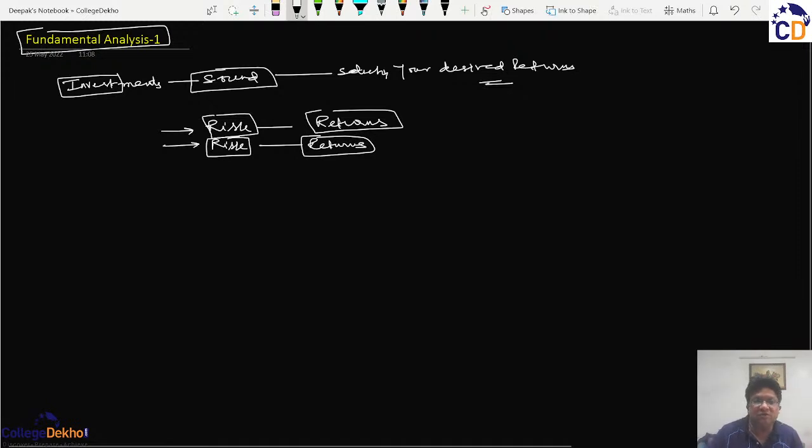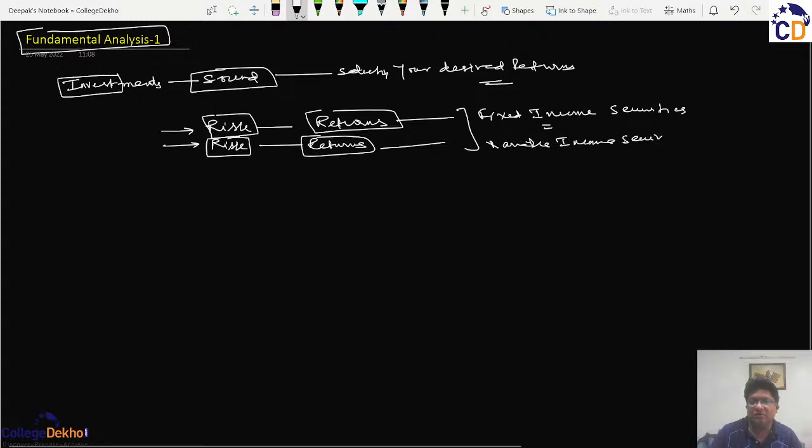But our point of view is that when we talk of return, they can either be fixed income securities, where the security assures you of a fixed income in the form of interest. Such fixed income securities are primarily bonds or debentures. And there are variable income securities where you are ready to take more risk because you expect the returns to be on a higher side. These variable income securities are formally known as equity.